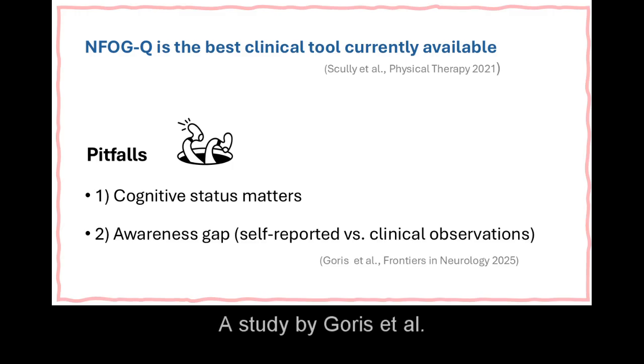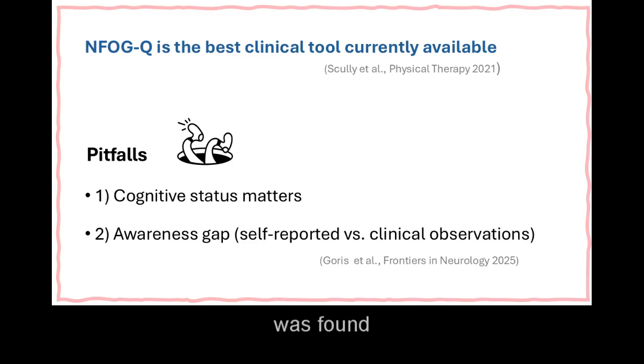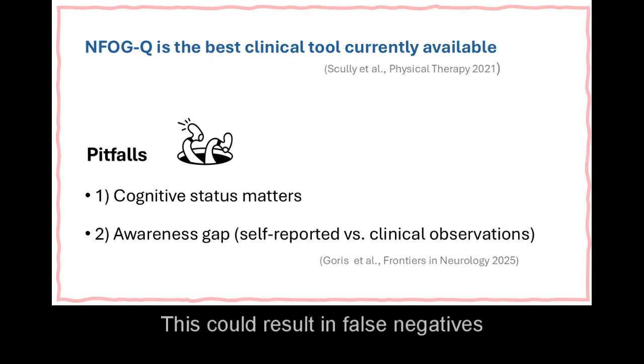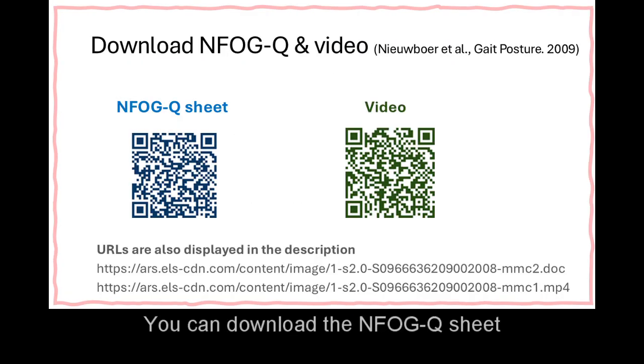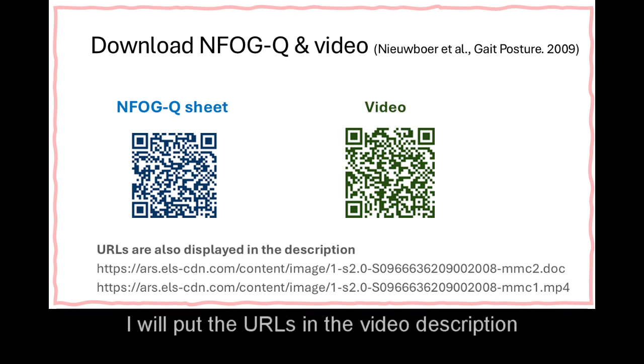A study by Goris et al. reports that a surprisingly large discrepancy was found between self-reported and expert-rated FOG. This could result in false negatives in non-freezers, so keep that in mind. You can download the NFOG-Q sheet and video from the official journal. You can use the QR codes, or I'll put the URLs in the video description.